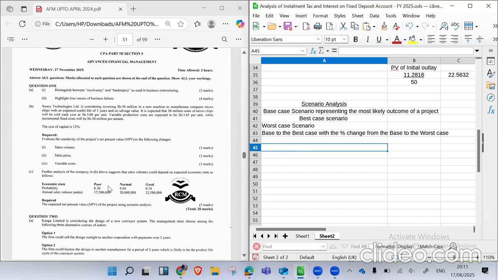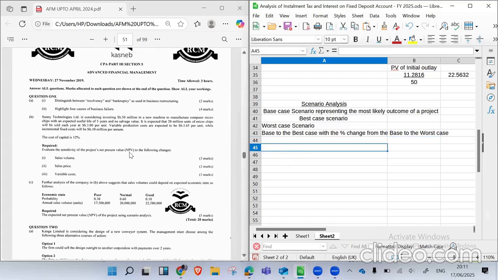So let's look at November 2019 question 1C. We are told that further analysis of the company in B above suggests that sales volumes could depend on the expected economic state as follows. You can have economic state poor, normal, and good, annual sales volume with the probabilities. They want us to get the expected NPV of the project using scenario analysis. They just want us to get the expected NPV.